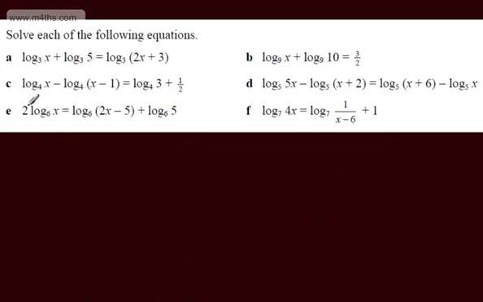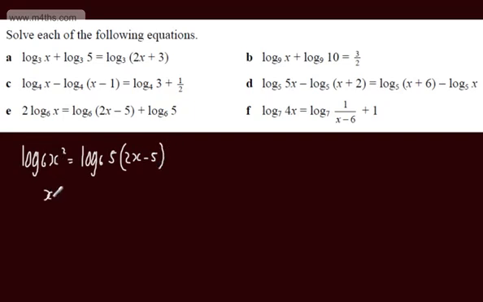Now with this one, I've got 2 log to the base 6 of x is equal to log to the base 6 of the quantity 2x minus 5 plus log to the base 6 of 5. With this one, I'm going to use two different rules. I'm going to use the power rule or power law on the first one to write this now as log to the base 6 of x squared. And I'm going to use the addition one here, so this will be log to the base 6 of 5 lots of the quantity 2x minus 5.